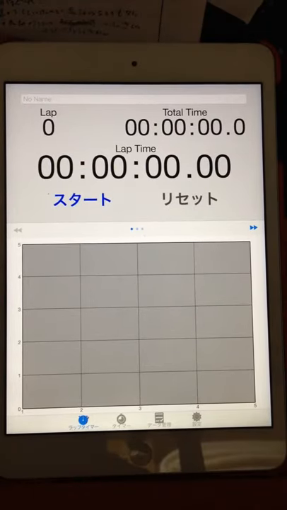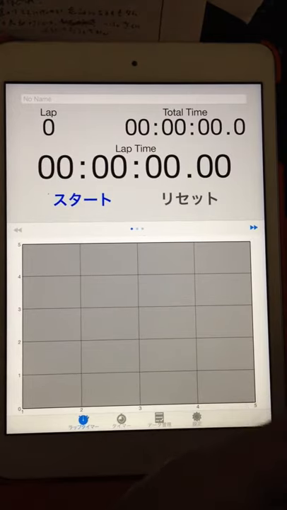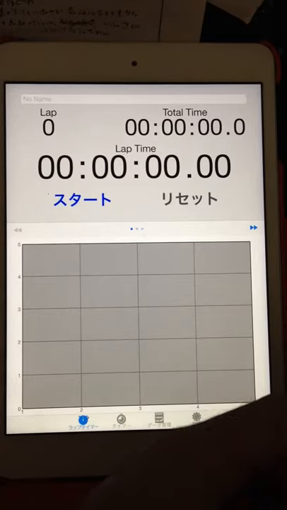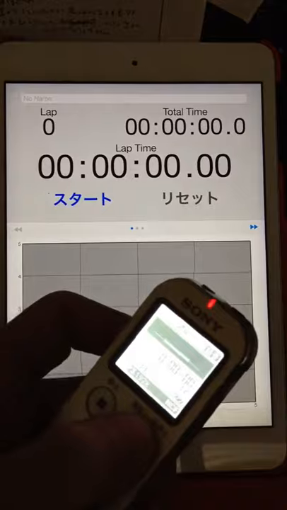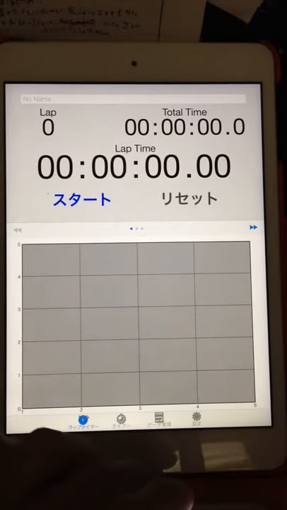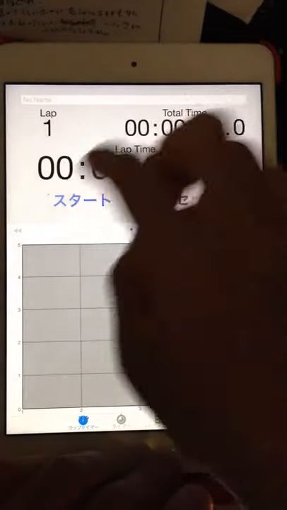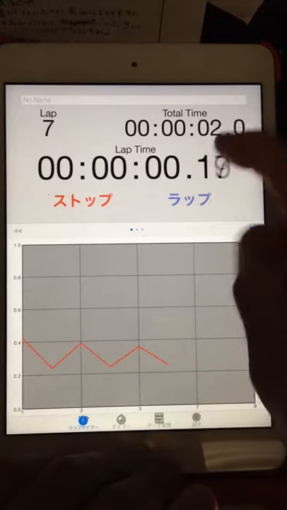Every morning, experiment on timing progression. Let's start singing and tapping. Recording. 1, 2, 3, 4.